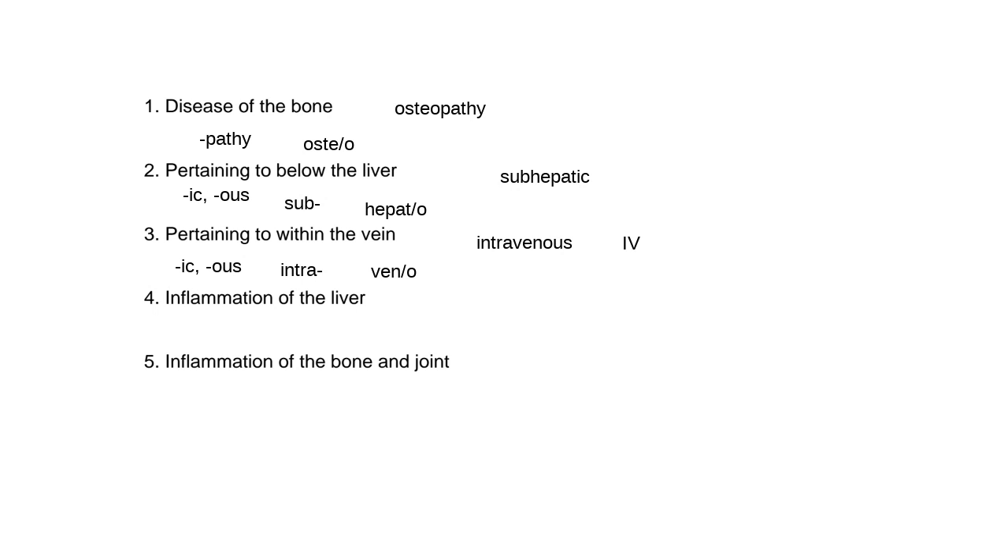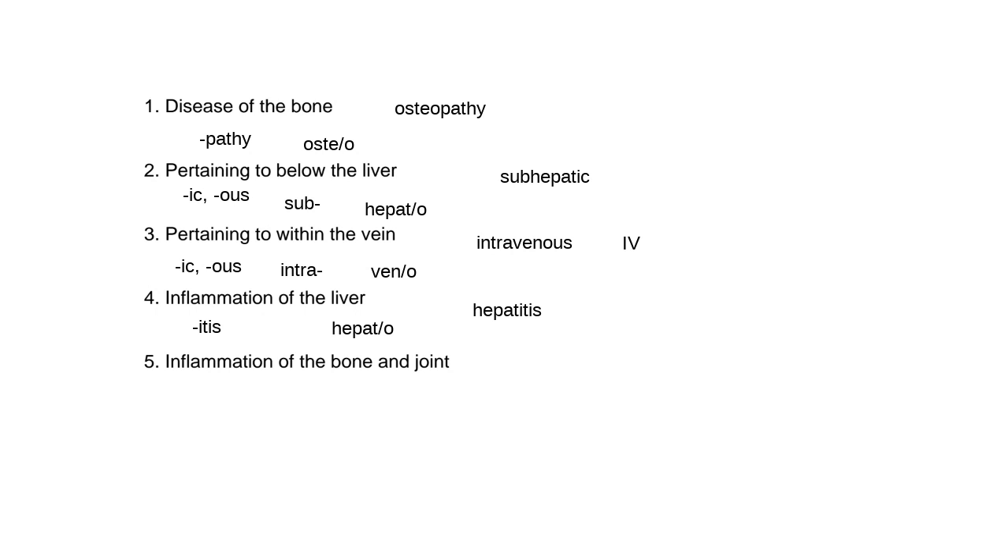And then there's inflammation of the liver. So inflammation is a new suffix. It's itis. And liver, we've already seen before above. That's hepat. So again, your suffix has a vowel, so I don't need a combining form here. So it's hepatitis.